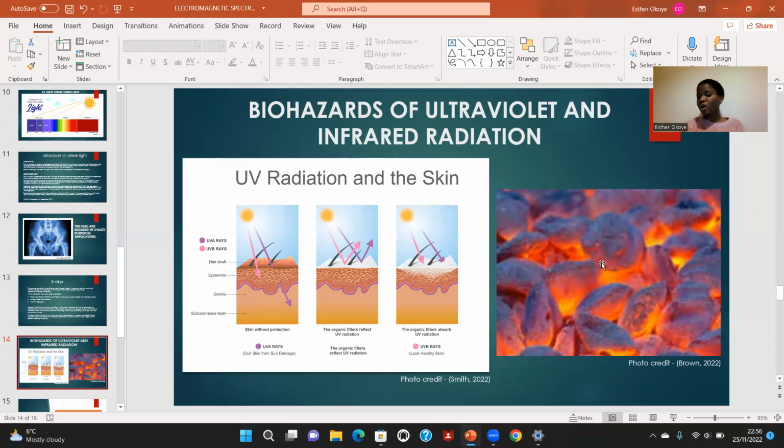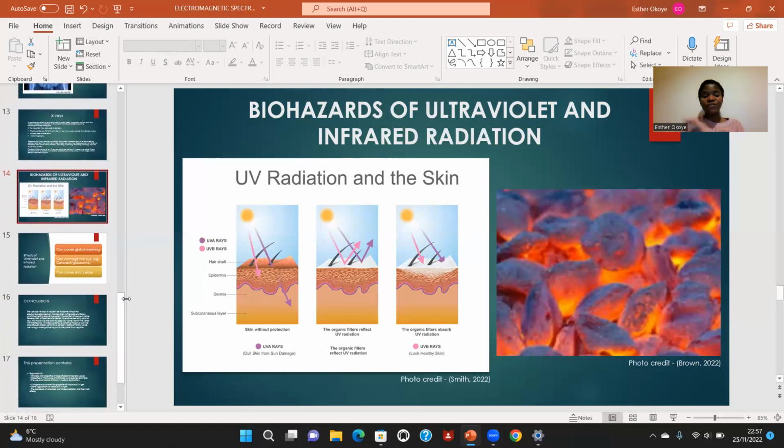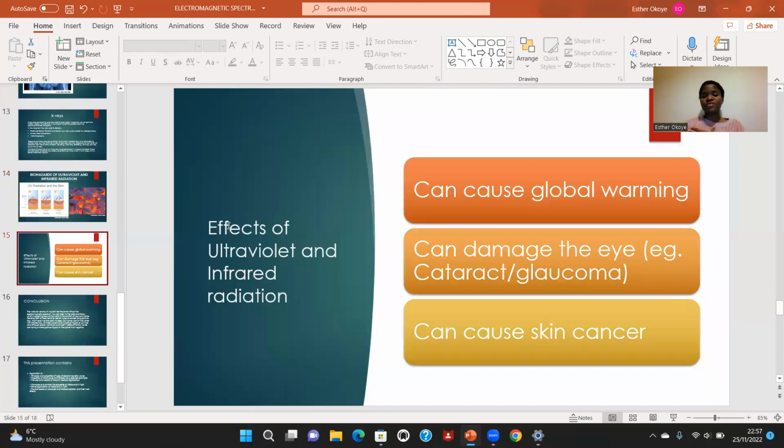And then we look at the photograph on the image on the right, which is an example of infrared radiation. It is a charcoal, very hot. It's exuding infrared radiation, exuding heat. Okay, but it can also burn a cloth. It can set something on fire. It can be hazardous as well. It can make that environment very hot, and you have to be careful with that.